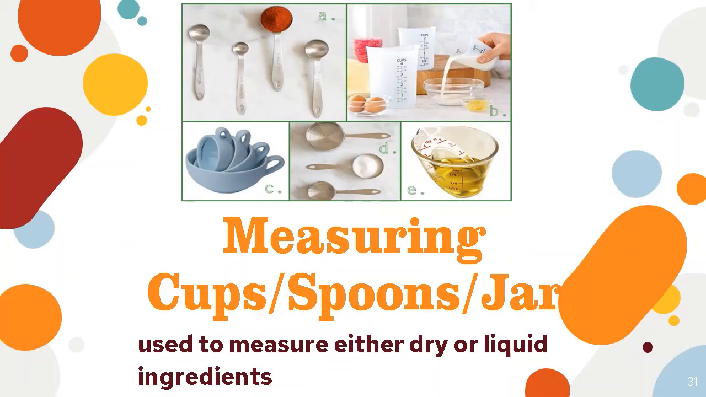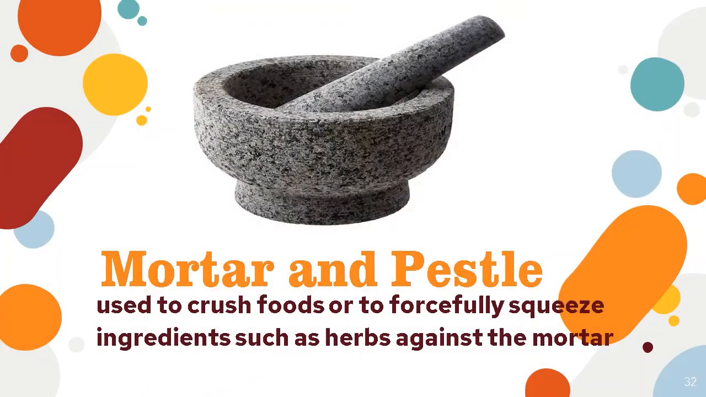Measuring cups is for measuring larger quantity of dry ingredients, but they can also be used in measuring liquid ingredients. Measuring spoons are mainly for measuring small amounts of ingredient. Measuring jar is mainly for measuring liquid ingredients. Mortar and pestle. It is used to crush foods or to forcefully squeeze ingredients such as herbs against the mortar.